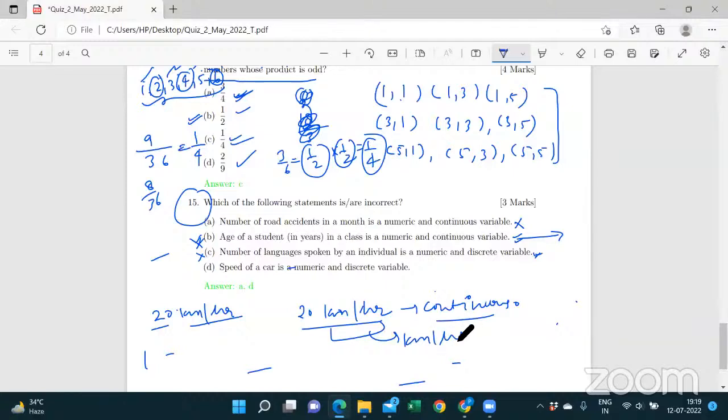Suppose the height of a person. Height you can measure, right? Weight of a person you can measure. You cannot count it. So if you measure, similarly it is age, continuous. Okay, talk about age.